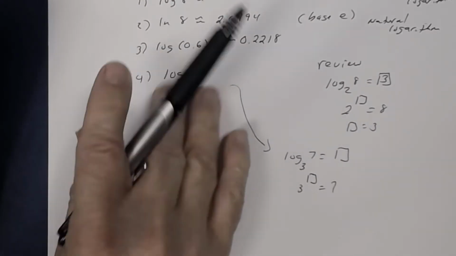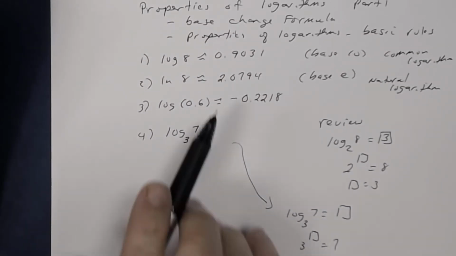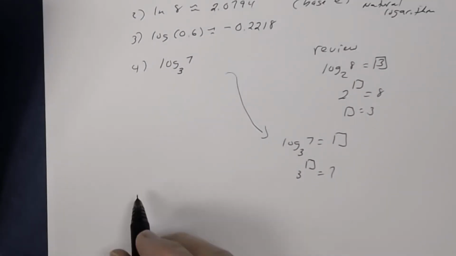So let's talk about this. There is something called a base change formula. All right, listen to this carefully. So your base change formula.